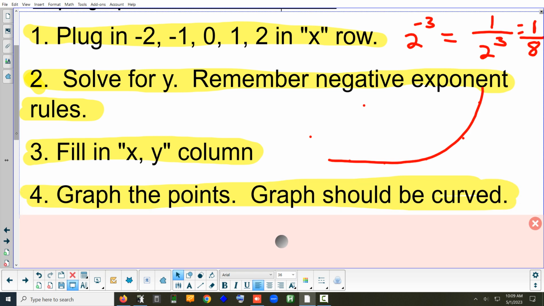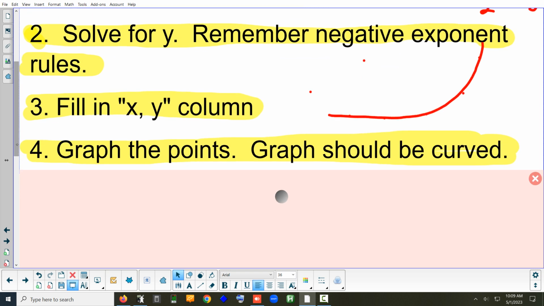And then the last step is to graph your points. And remember, everything we're graphing this week should be curved. So if you end up with points in a straight line, something didn't work.